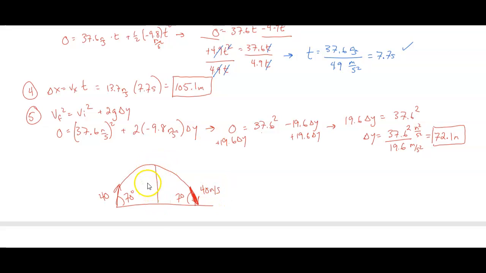We know at the max height it went up to 72.1 meters, and we know when it hits the ground it's going to be 105.1 meters away.